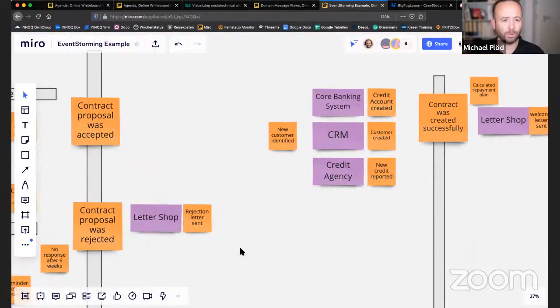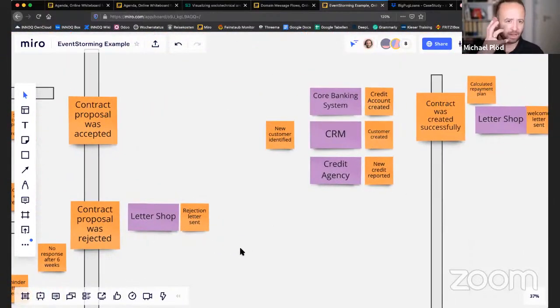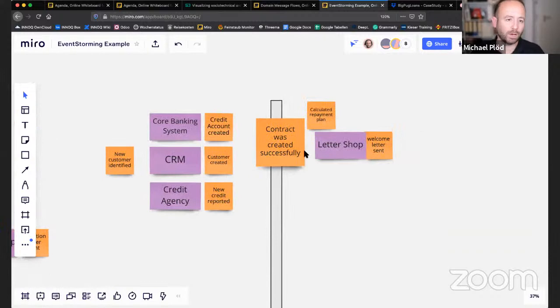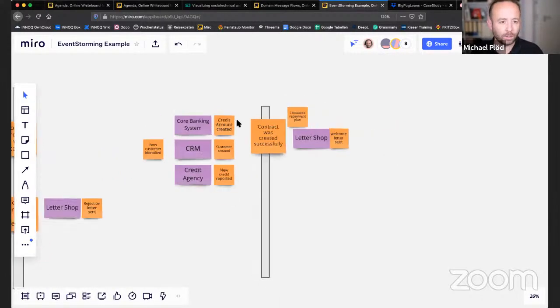After that, we need to create the contract in our old school legacy, ugly back office systems, like an old school CRM behemoth or a core banking system, where we need to create the credit accounts. And finally, we calculate a repayment plan and send a welcome letter to the customers.